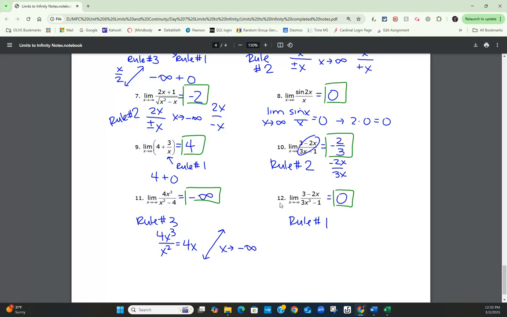And last example, rule number 1, so you would look at the negative 2x, which has a degree of 1, and the 3x cubed, which has a degree of 3, and that's a rule number 1. So your limit to infinity, or negative infinity, in this case negative infinity, is 0.